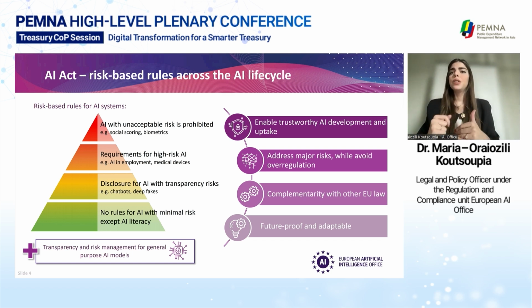The second layer is the disclosure for AI transparency risk. We call it the transparency layer. That means that when an AI system is falling into this layer, we need to know that it is AI.